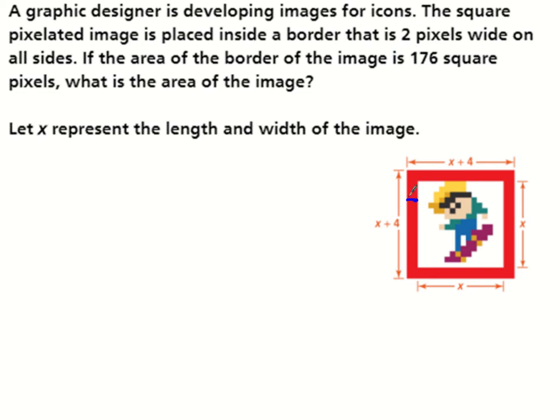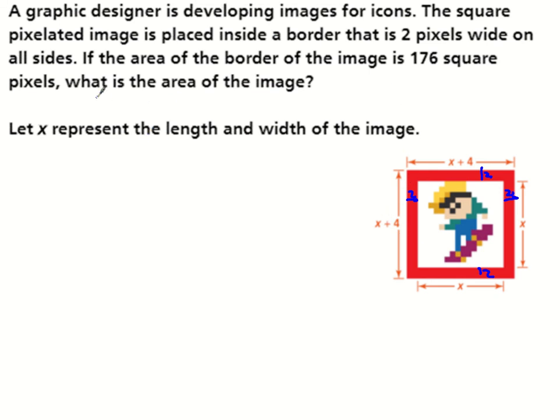That means from here to here is 2. 2 pixels wide on all sides. Okay. If the area of the border of the image is 176 square pixels, what is the area of the actual image? So the border itself is 176. I want to know what is the area of the image.